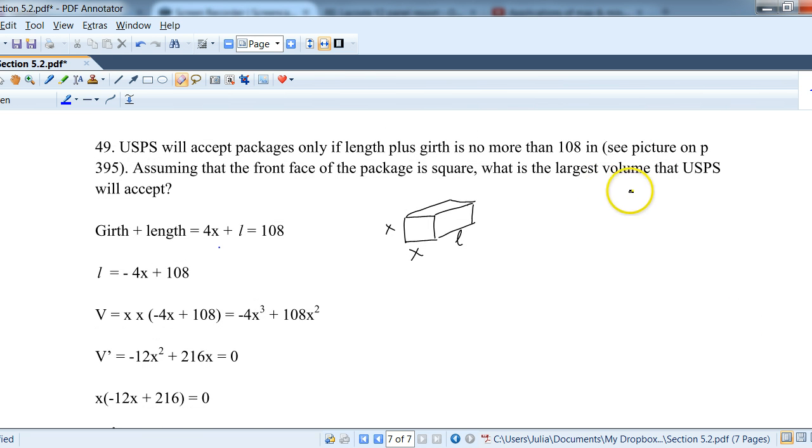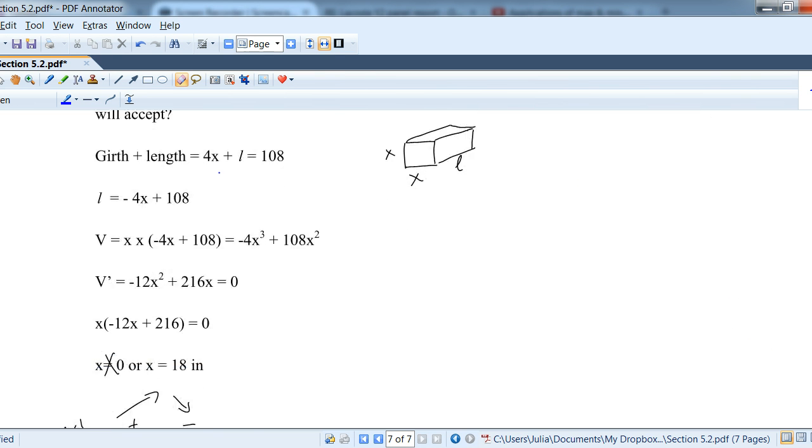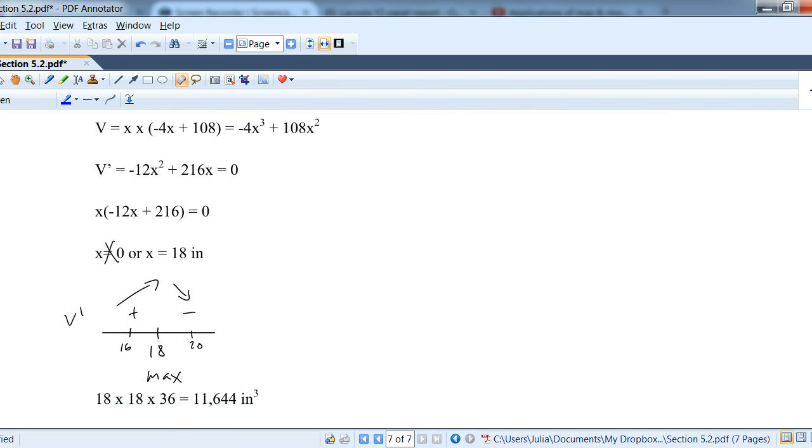I believe the question did ask what the volume was. What is the largest volume? And so we did find the dimensions. So it's not just the dimensions, but the actual volume that we're being asked to find. And so if you multiply them out, this is the volume that we'll get. And that's it for 5.2.